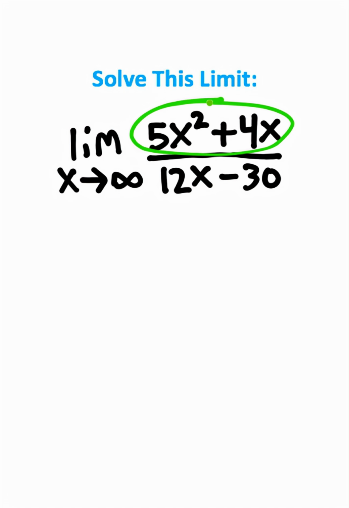Now, if the higher exponent shows up on top, that means that your limit's going to evaluate to positive or negative infinity. It's going to be one or the other. If your higher exponent shows up on bottom, the limit's going to evaluate to 0.